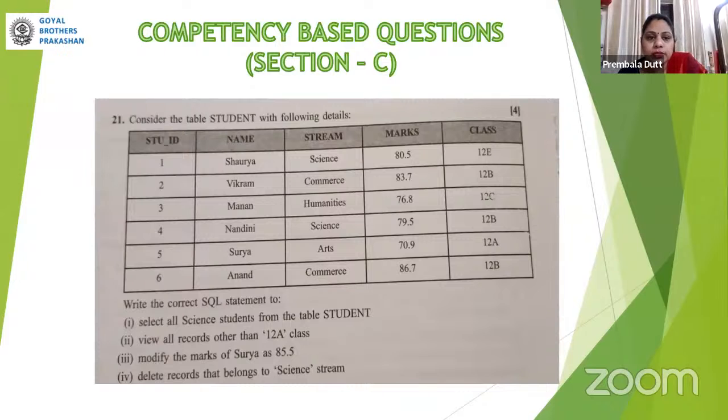Another question is related to the database. You could see a table structure has been given, and then they may ask you to write the SQL statement, like select all science students from the table student. Then the table name will be there, columns will be there, attributes, that means the columns, and records are there, and they may ask you to write these simple queries. So 4 queries will be there for 4 marks. In one line only they can write every single query, and it will be very scoring for them.